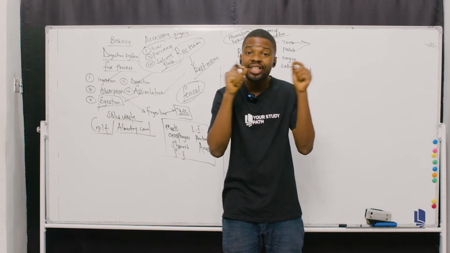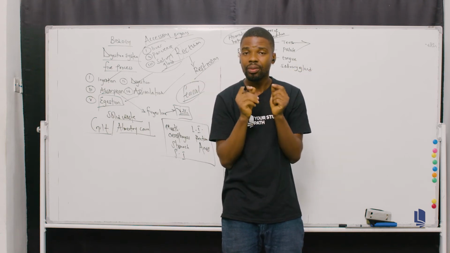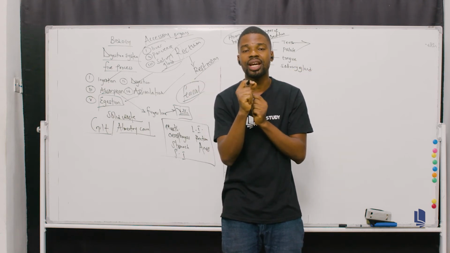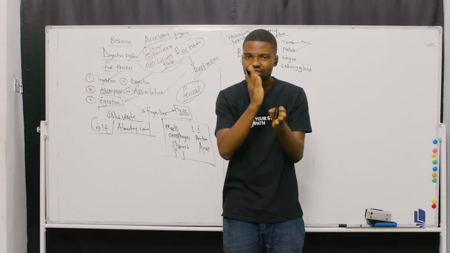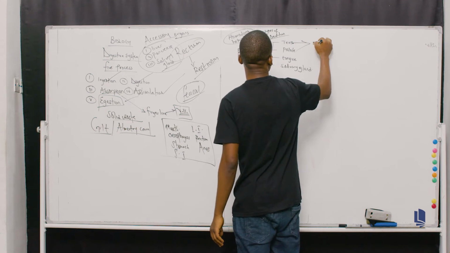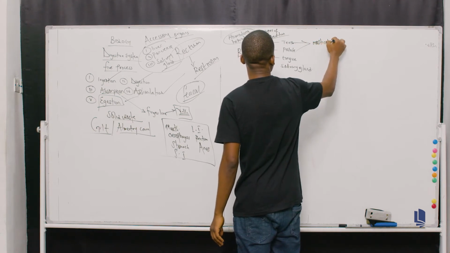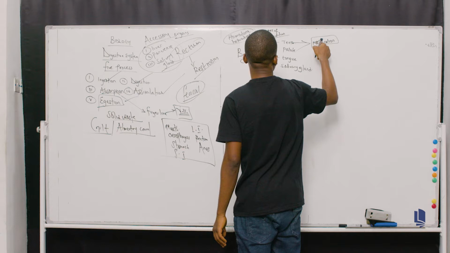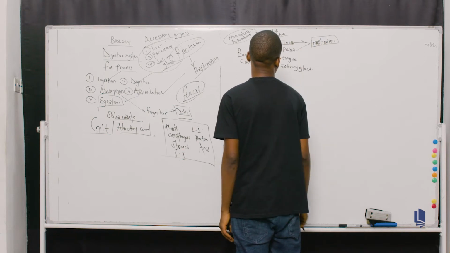Some of them help you tear some food substance. Some of them help you to cut some food substance. Some of them help you to grind some food substance. In all, they use the word mastication. When you hear mastication, they're talking about your teeth.